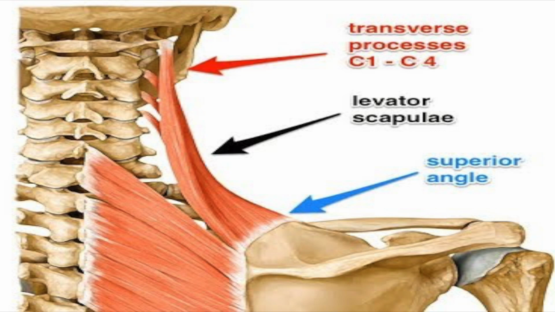Today we're going to talk about the Levator Scapulae, and we're going to find a way to fix it through massage, myofascial release, stretching and activation. The Levator Scapulae is a muscle that originates from the transverse processes of C1 to C4, and it goes down to the superior angle of the scapula. It's a muscle that can create a lot of problems: headaches, tightness. It's one of the muscles that can create more trigger points in the back.